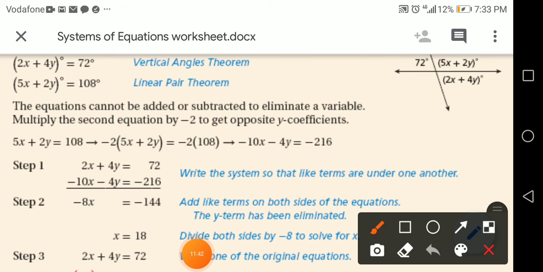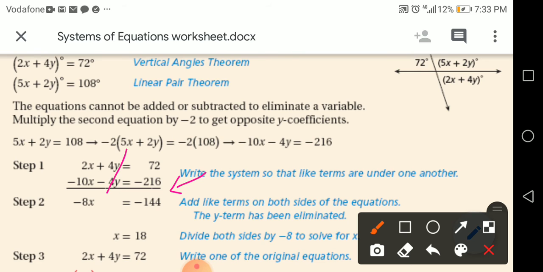So I have here negative 10x minus 4y equals negative 216 after we multiplied. Okay, guys? Here it's very obvious that we eliminate both sides, 4y and negative 4y, to get rid of the y term.